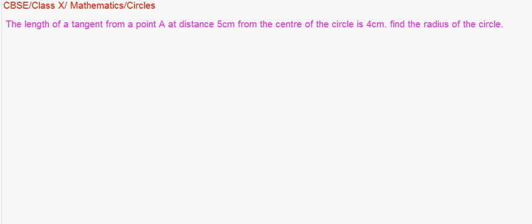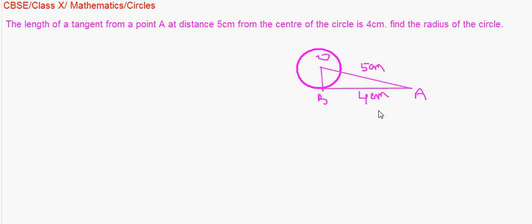If I draw a figure, it will simply be like this. It says the length of the tangent from a point A. Suppose I draw this as point A, which is given to be 4 centimeters, because it says this point is from the center 5 centimeters. That means this is 5 centimeters. Again, I join this radius to the tangent. I join this and I give a name to this as O, and because it was A, I give this as B. You have to find OB.